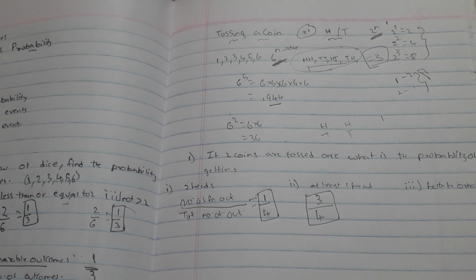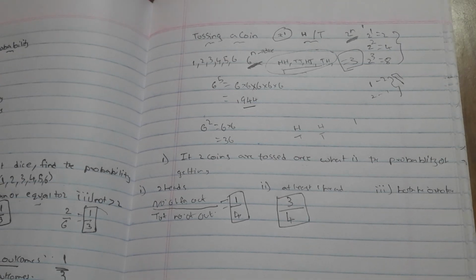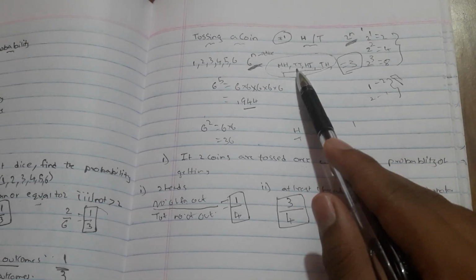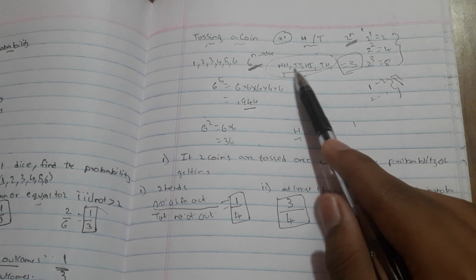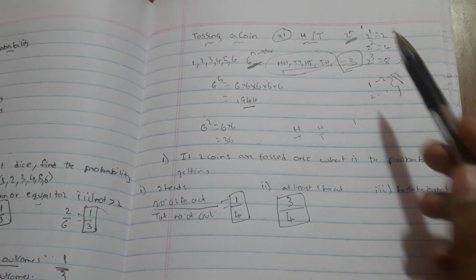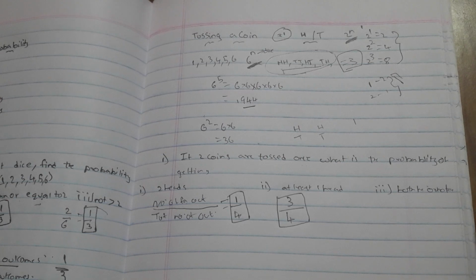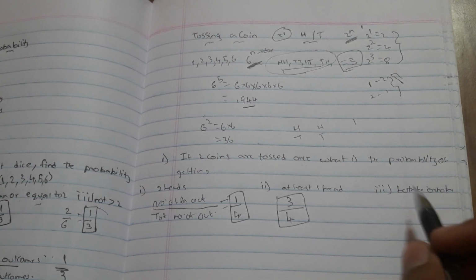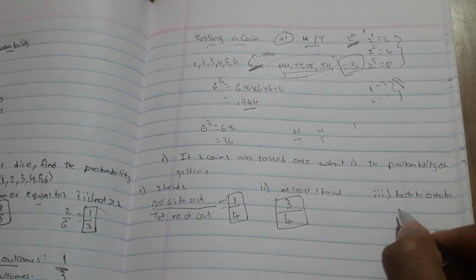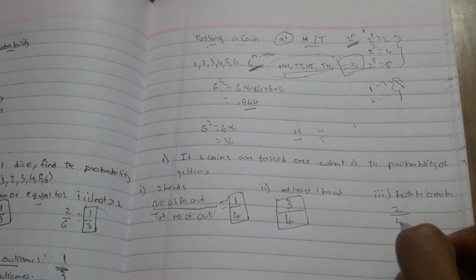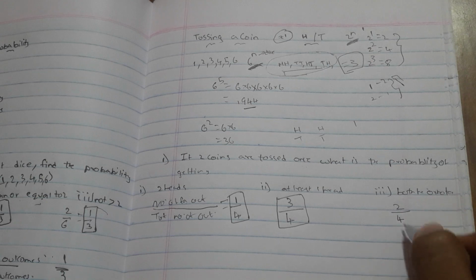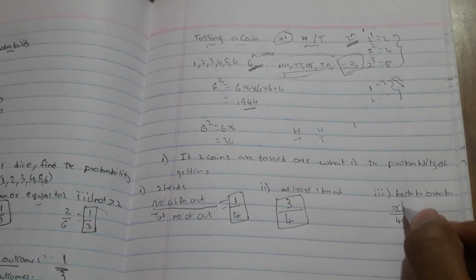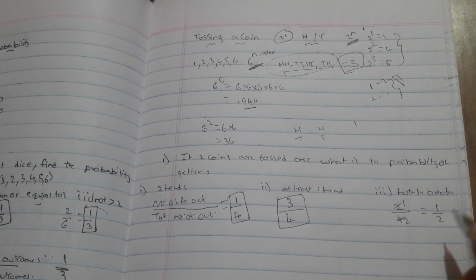Now moving to both heads or both tails. How many chances are there for getting both heads or both tails? Here there are two heads and two tails, so there are two possible ways. The number of favorable outcomes is 2, and the total number of outcomes is 4. So here we can cancel: 2 ones are 2, 2 twos are 4, which equals 1 by 2.